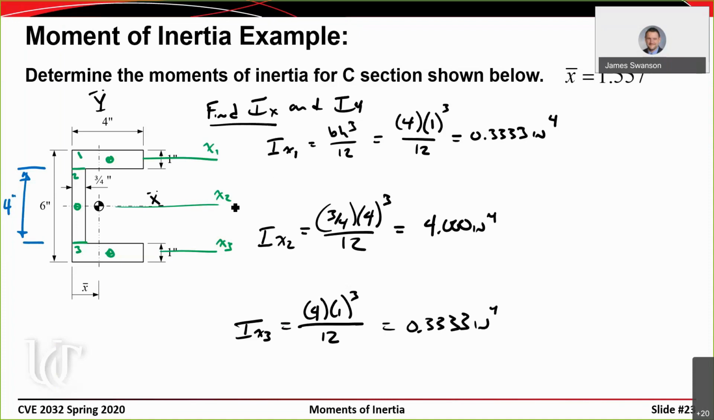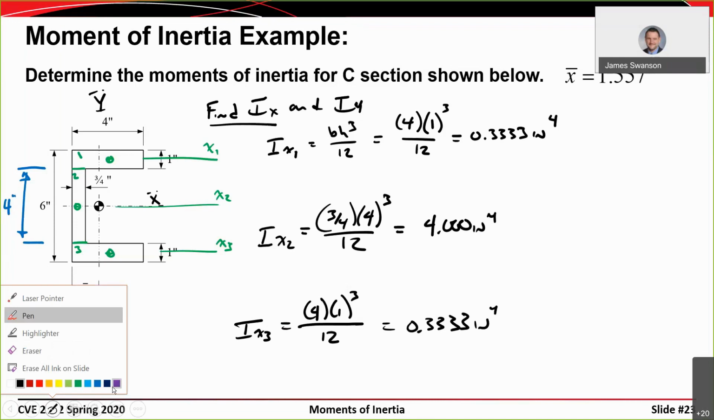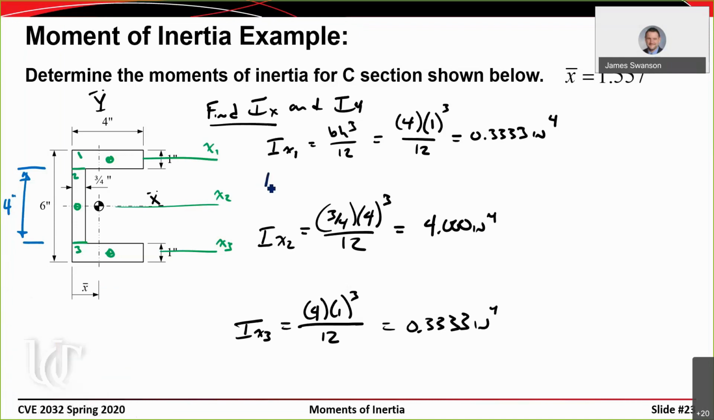So what I need to do is come back in. Let me use a different color here. We need to come back in and calculate the moment of inertia of the sub-area 1 about the big x-axis. So I'm going to calculate that using the parallel axis theorem, where this is equal to I sub little x1 plus A times d squared. I'm running a little short of room here, so let me try and write that out. So this is 0.3333 inches to the 4th plus the area, so 4 times 1 times the distance d squared. I usually put a little times symbol there.